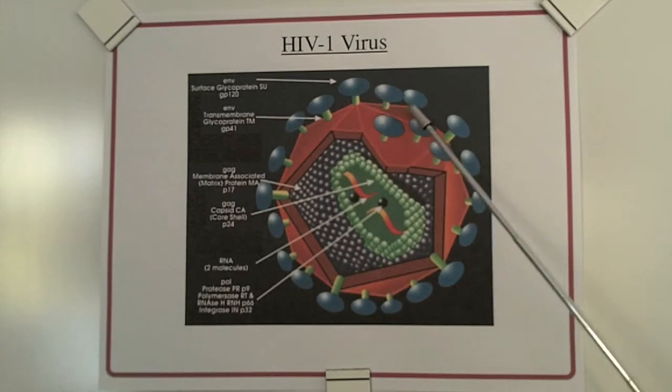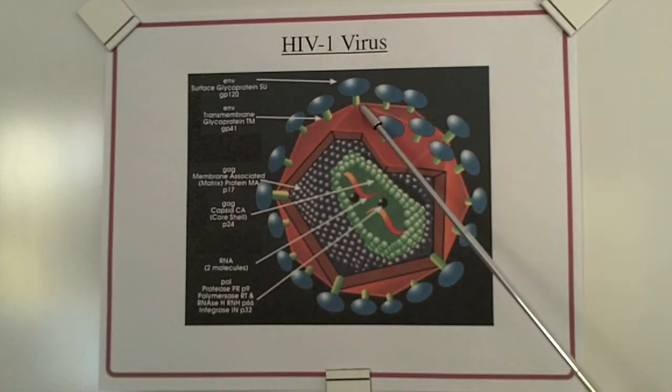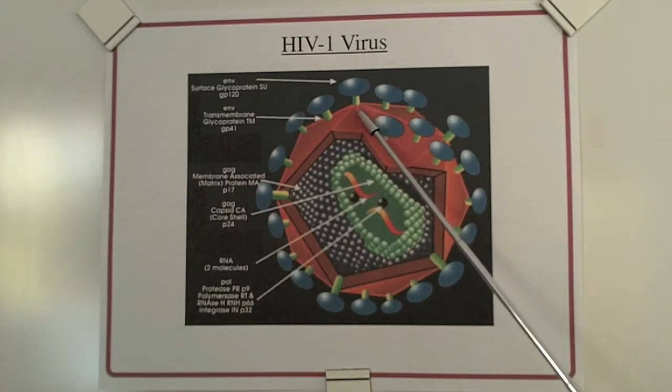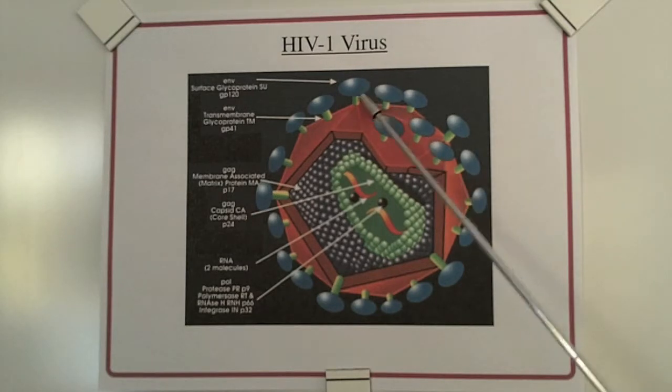Shown here are the surface glycoproteins. These bind to the host cell. This surface glycoprotein is known as ENV or GP160. It cleaves into two groups, GP120, shown here, and GP41, shown here.